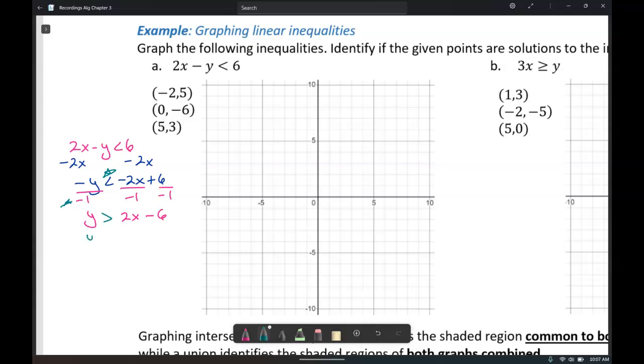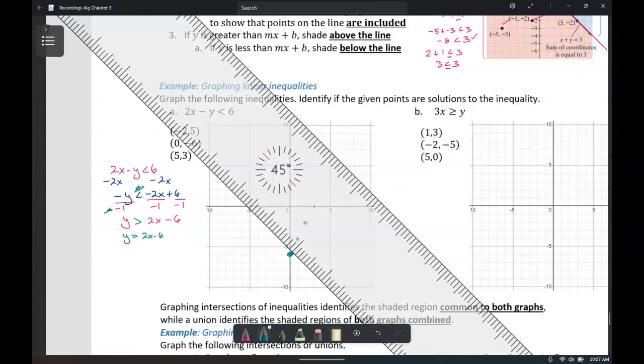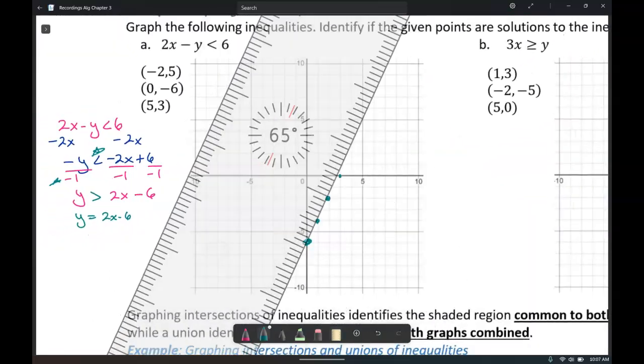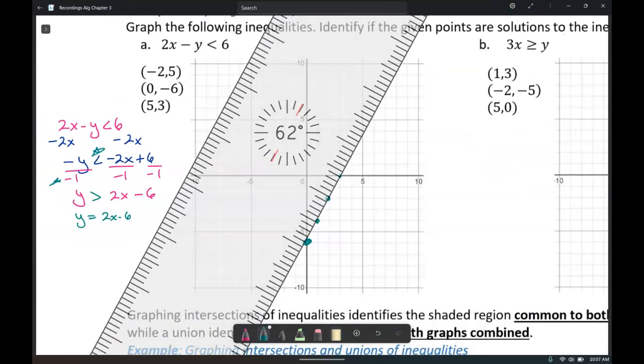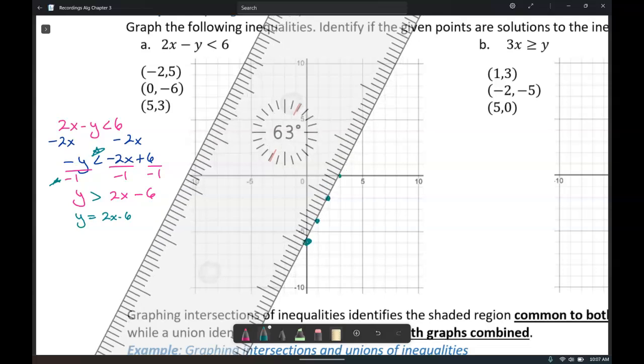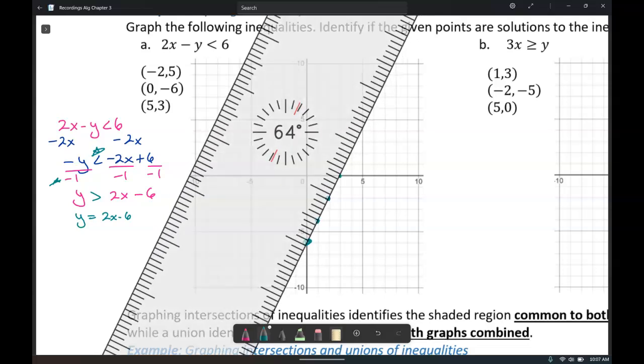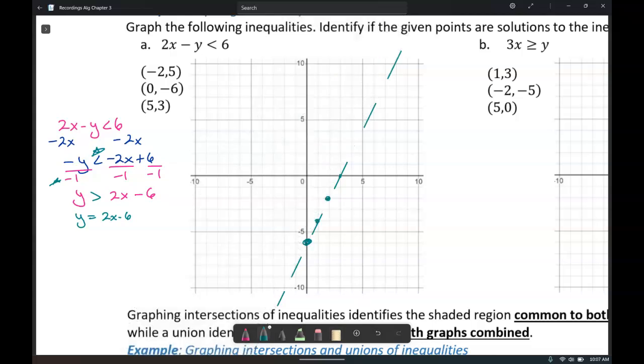So we'll graph this line the same way that we would graph y equals 2x minus 6. We start at our y-intercept of -6, and we use our slope of 2 in order to get our line. So here, and we'll try our best to get it as close as we can. And because y is greater than, not greater than or equal to, we have to use a dashed line for our boundary in both directions there.